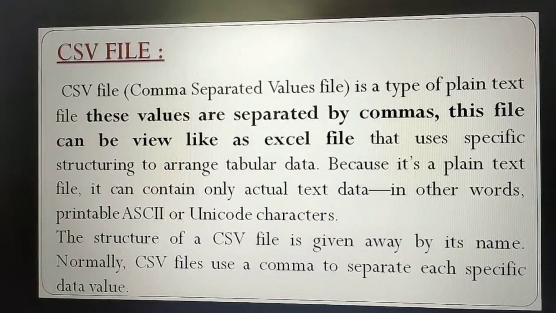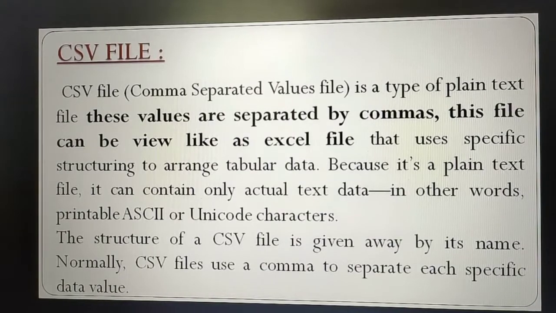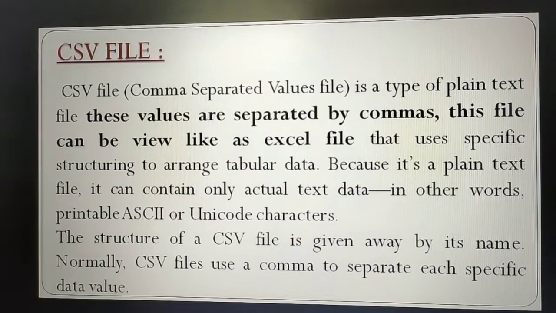We know that data is stored in Excel in the form of a table, that means rows and columns. A CSV will also store data in a specific structure to arrange tabular data. Because it is a plain text file, it can contain only actual text data, so they are printable ASCII or Unicode characters. That means they can be printed also, but the structure is different from an Excel file. The structure of a CSV file is given away by its name, and you can save it with the .csv extension.